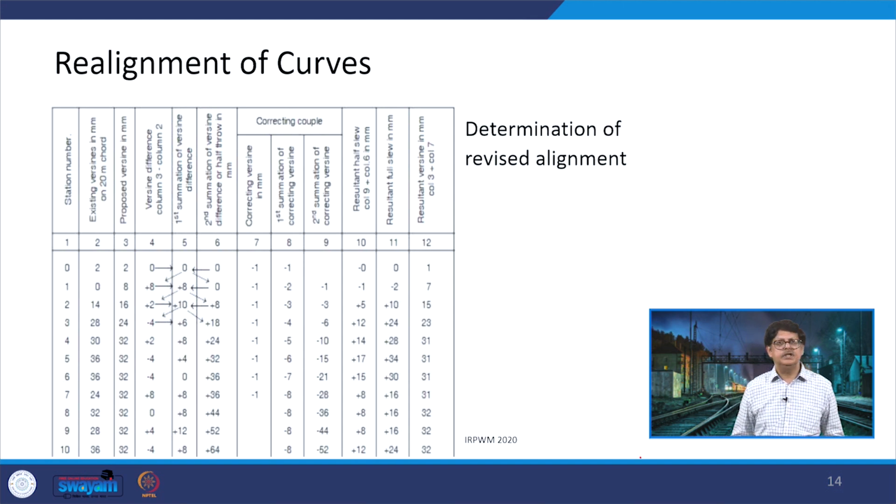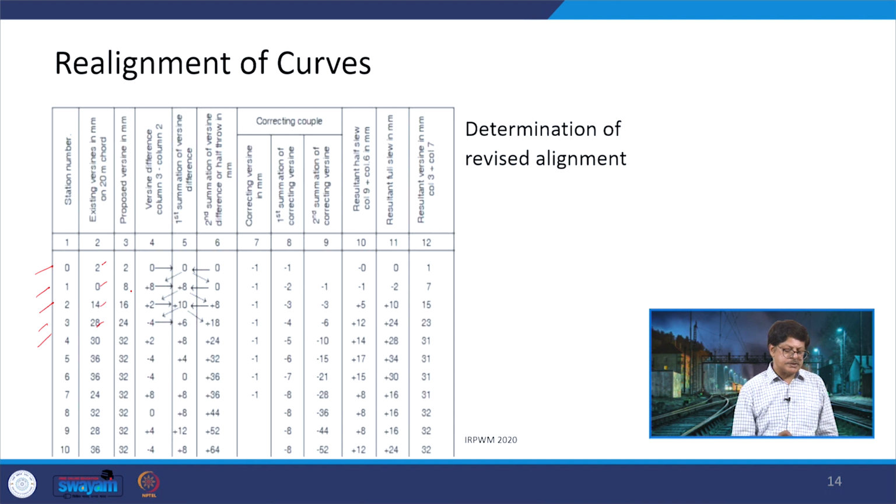So, let us see here in this table. We have the stations being provided here. This is station 0, 1, 2, 3, 4, and so on. Then the existing Versines in mm have been measured on a 20 meter cord. In the first station it is 2 mm, in the second station there is no change, in the third one all of a sudden 14, and then it increases to 20 and so on. This value is being taken from the Versine survey in the field.